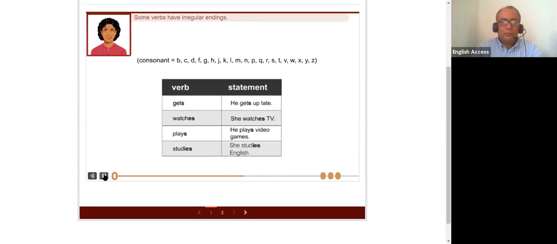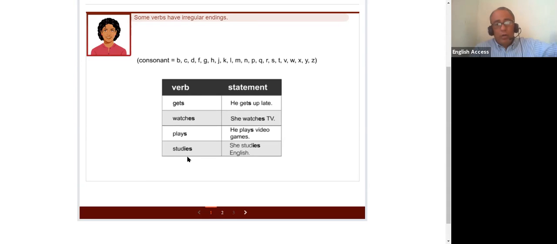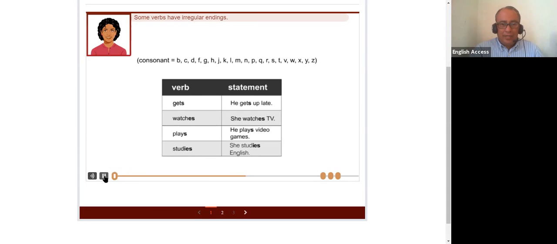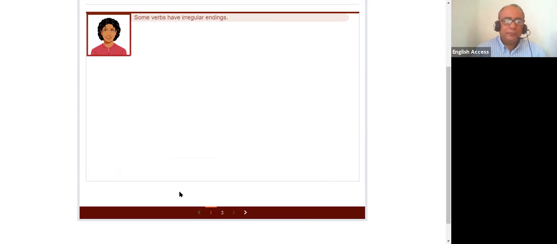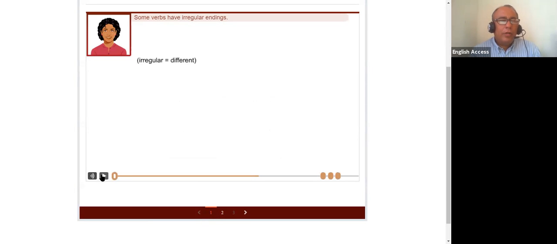She studies English. In these cases, it's a consonant plus y, so the y is lost. We remove the y and add ies. Some verbs have irregular endings. Irregular means that they don't change with these rules that we have learned. They change differently. We have three verbs: have or has, do or does, go and goes.